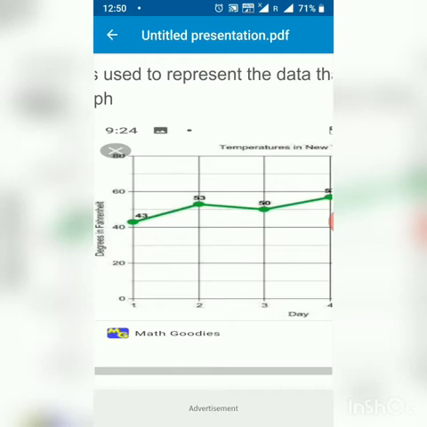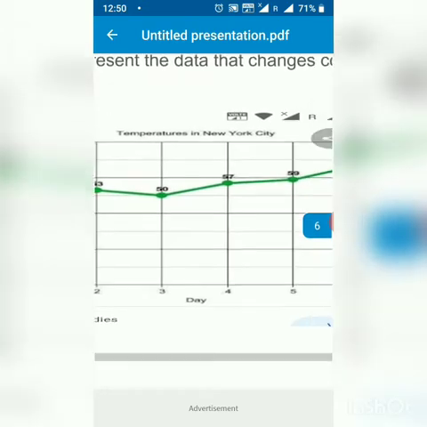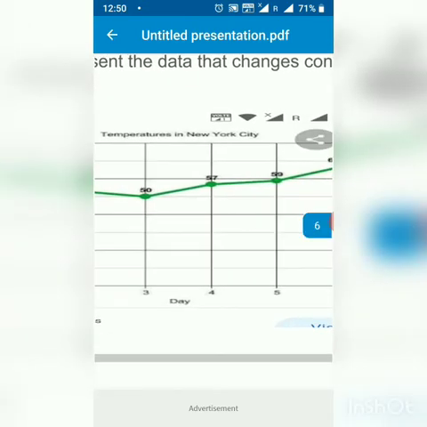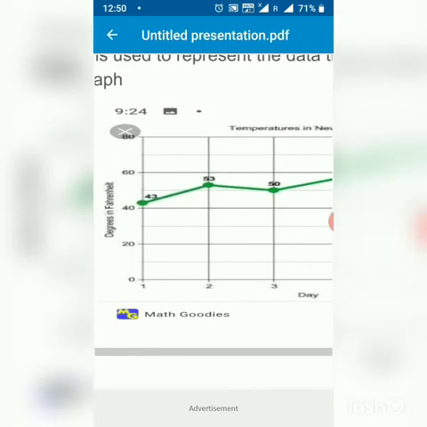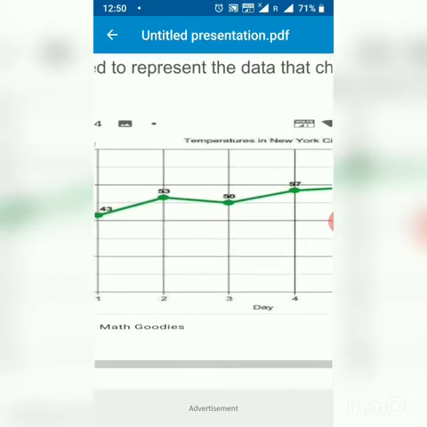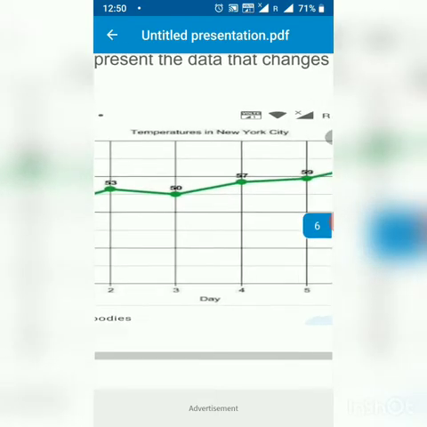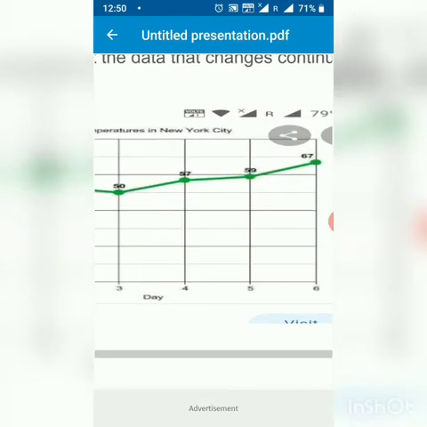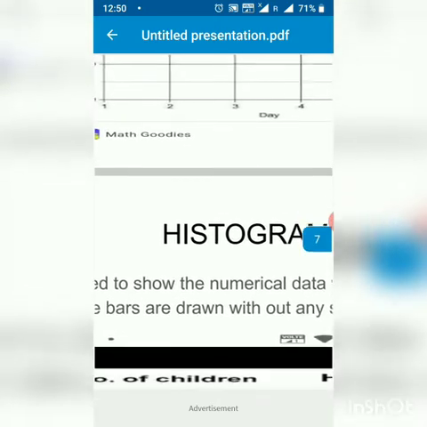Here on the x-axis, first day, second day, third day, fourth day, like this. And the first day it is 43, so you take 43. Second day it is 53, you have to give the dot at the 53 line, then 50, then you have to join each dot. This type of representation is known as the line graph.